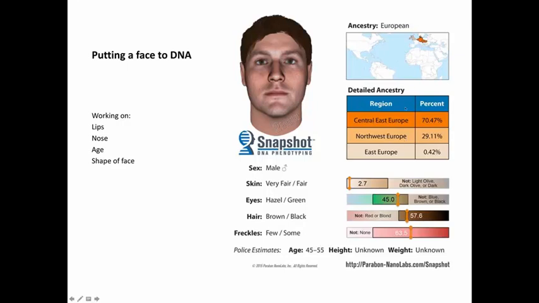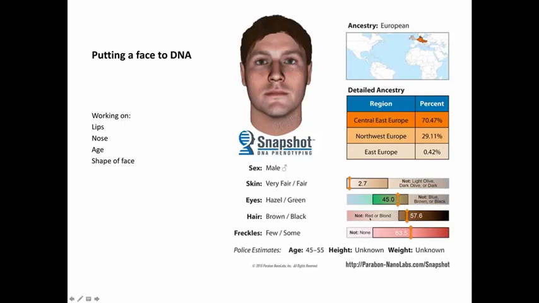But then they go one step further and they say, okay, particular sequences in your DNA are associated with skin color. Particular sequences, particular SNPs are associated with the probability of having particular colored eyes. So they can say, well, not brown eyes, not blue eyes, but maybe somewhere in the middle. And they can say, not red hair or blonde hair, but probably a light brown hair.